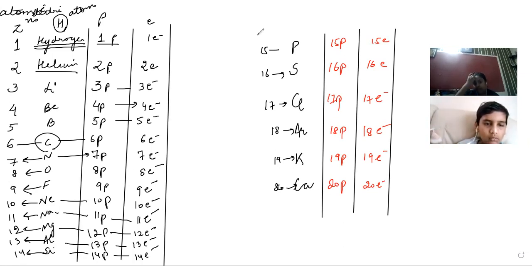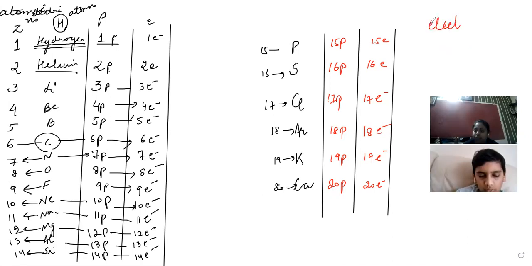Okay. Now just see. So we have this. Yes or no? Understand what is happening now. Today we have to learn electronic configuration.